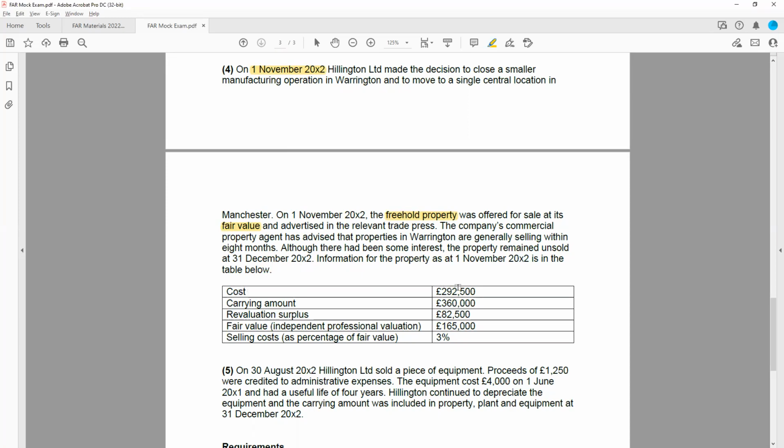So we've got this property which originally cost this. Now its carrying amount is higher than its original cost. So that's telling us it must have been revalued. So we've got this carrying amount on the SFP.